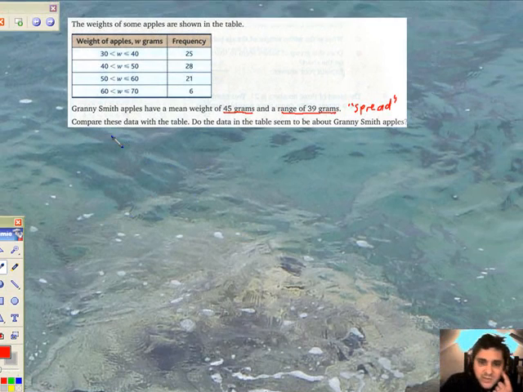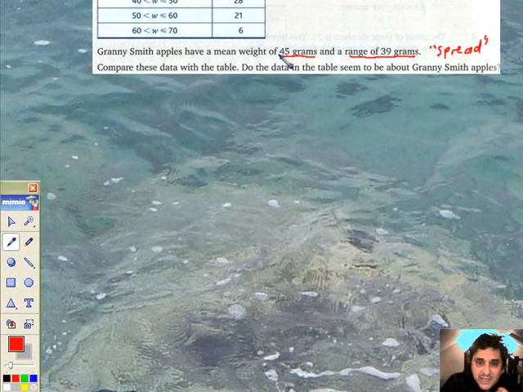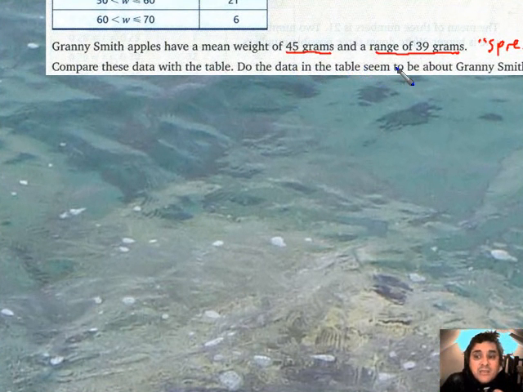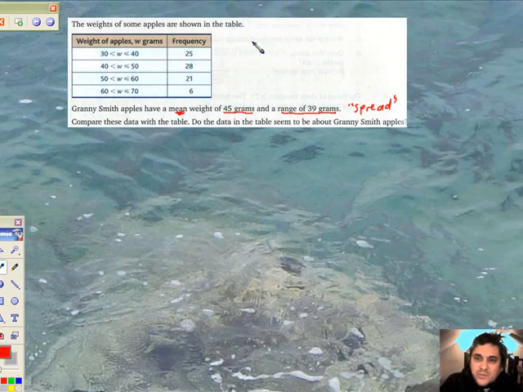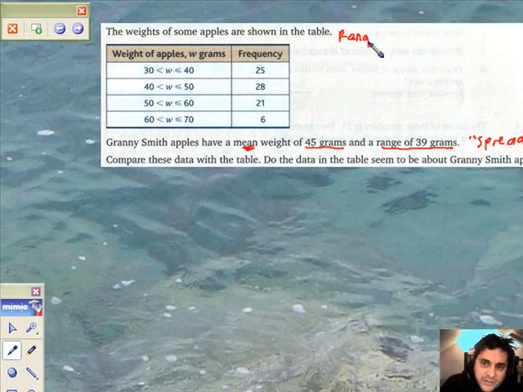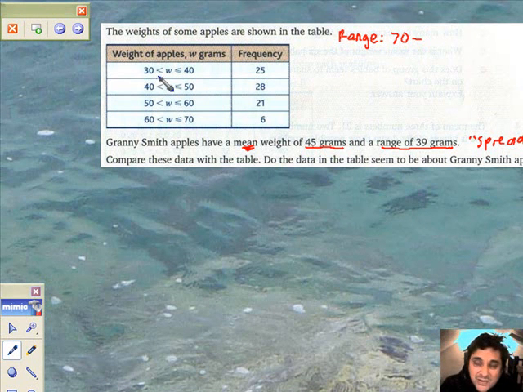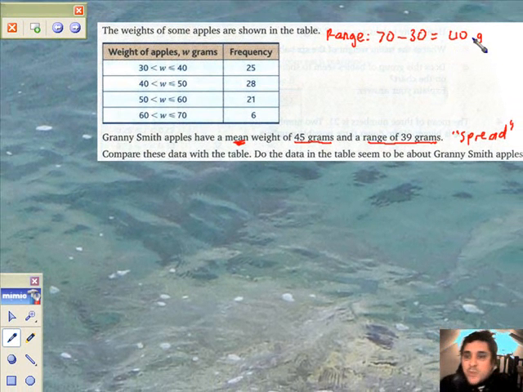Alright, so now compare these data, that is say the data for Granny Smith's. Do the data in the table seem to be about Granny Smith's? Well, let's take the hints. They've given me a mean and they've given me a range. Let's just work out the range first of all. The maximum is going to be 70, take away 30. It's only an estimate, so I can't be sure that one of these apples is close to 30. I'm going to assume it's bang on the bottom. So you're looking at 40 grams as a weight range. So it's very close to 39 for Granny Smith's then.